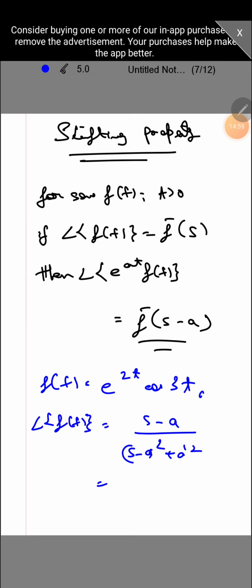What is this s? So s is basically the variable. You have no value for s, but you have a value for a dash. What is a dash? A dash is 3, so here you have 9. And what is a here? A is 2. So this is s minus 2 whole square plus 9. Here you have s minus 2. Expanding this, you will get your required value. Got it? So the next property we have is the multiplicity property.